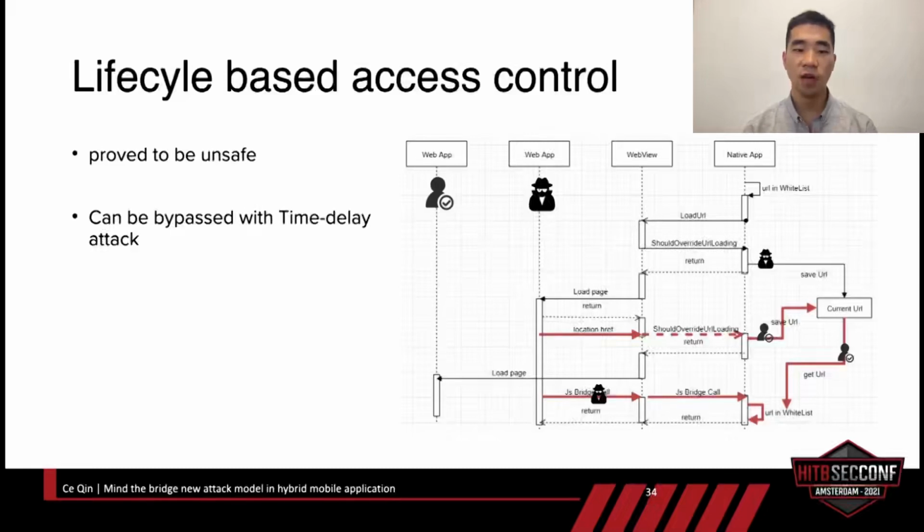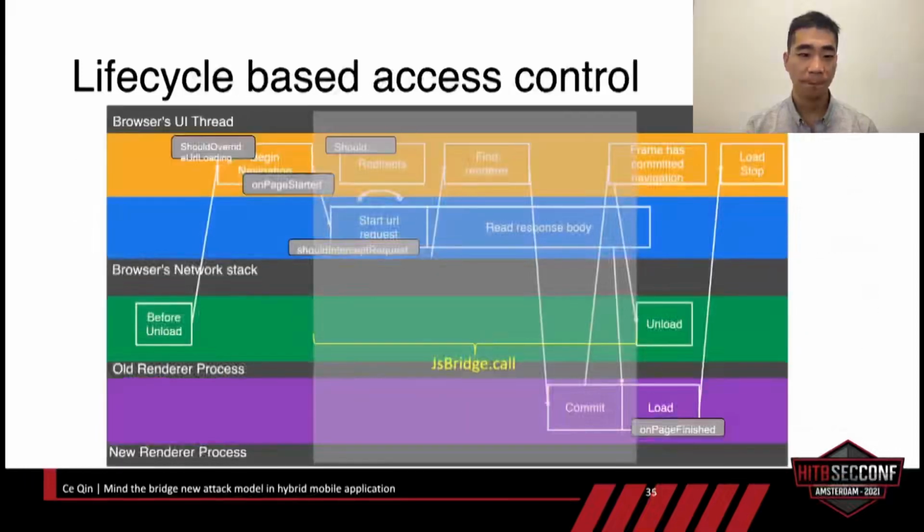An attacker can use a time delay attack to bypass this access control. The attacker first triggers a navigation to change the variable current URL. After that, the JSBridge call from the evil web app will be treated as from the new trusted web app. In the diagram, you can see where and when it happens.